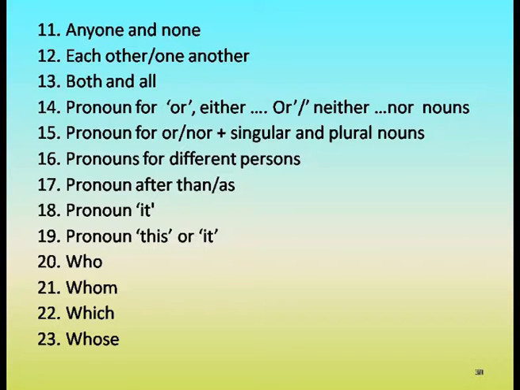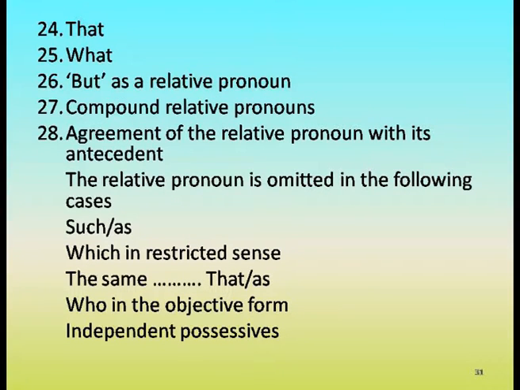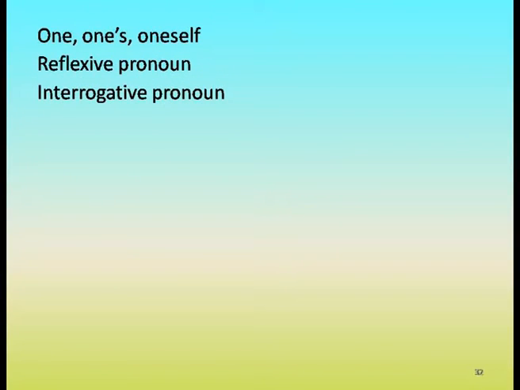18. Pronoun it. 19. Pronoun this or it. 20. For whom. 21. Whom. 22. Which. 23. Whose. 24. That. 25. What. 26. But as a relative pronoun. Compound relative pronouns. Agreement of the relative pronoun with its antecedent. The relative pronoun is omitted in the following cases, such as which is, which in restricted cases, the same, that as, who in the objective form, independent possessives. 1. Oneself, reflexive pronoun, interrogative pronoun.